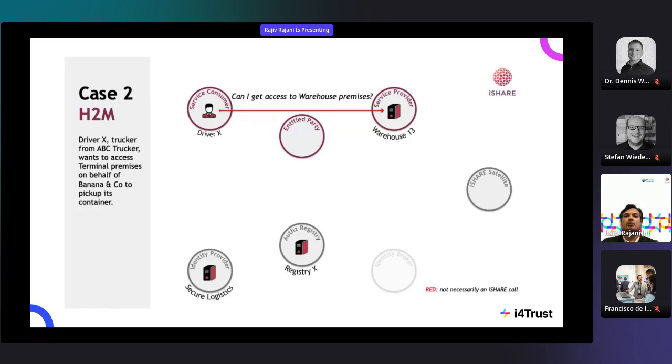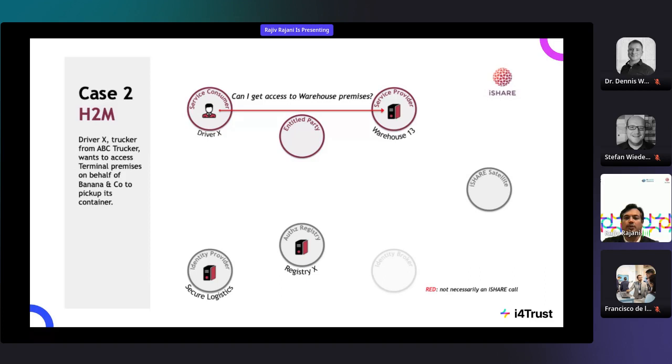But in this case, as you can see, there was no information flow that we explained that Banana and Company sends to Warehouse 13. Instead, because the delegations of the rights are already in place, the driver of ABC Company can, based on the ETA information that it previously fetched, arrive at the warehouse at that specific time, or around that time when the container is available for pickup, right? So here it is assumed that the ETA is already determined, and the driver is now at the front of the warehouse gate, asking the security if it can go inside and pick up the container, right? So how does that flow digitally look?